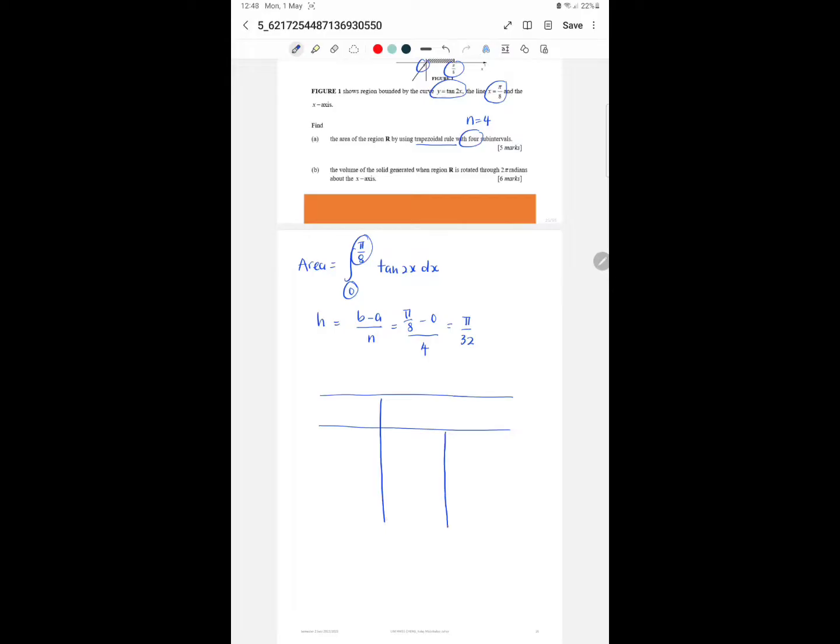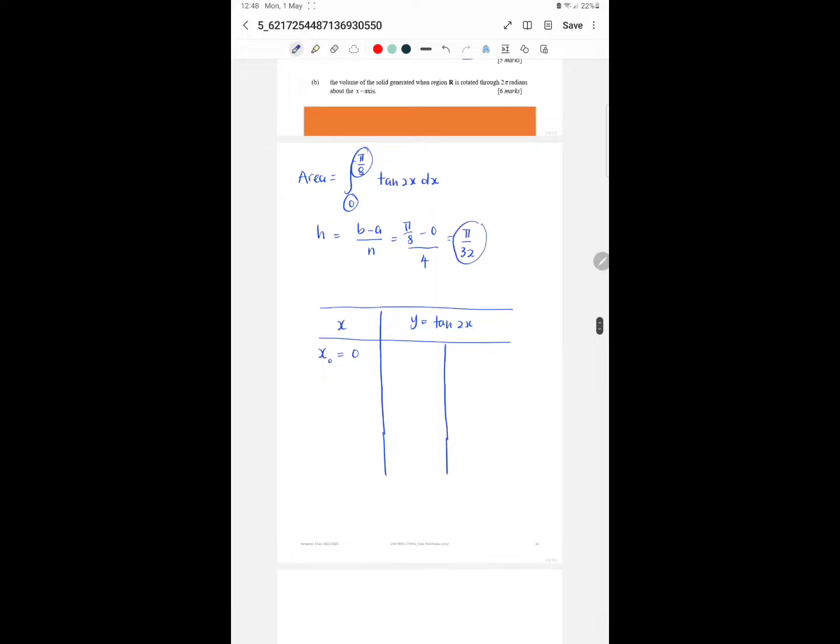With 3 columns here, right? So this will be the values of x, and this will be the function tangent to x. You're going to start with x0, since we have h = pi over 32, so x1 will be pi over 32, and then plus pi over 32 and so on. So x2 will be pi over 16, x3 will be 3 pi over 32, x4 will be pi over 8. That will be the last one because we already reached the value of b.